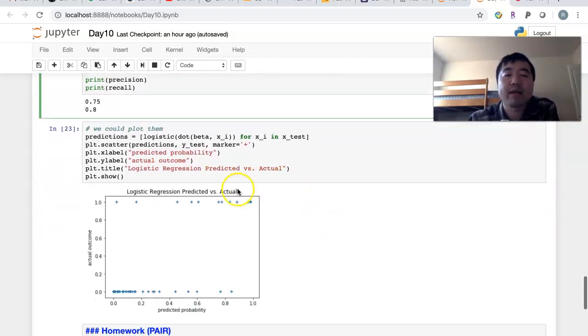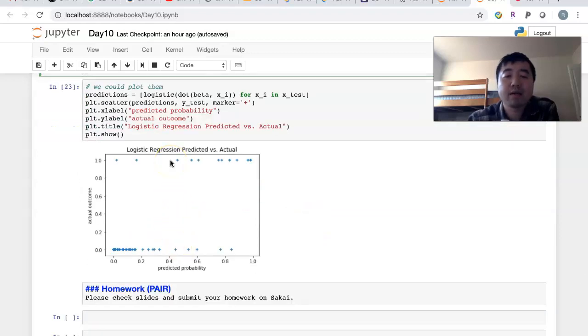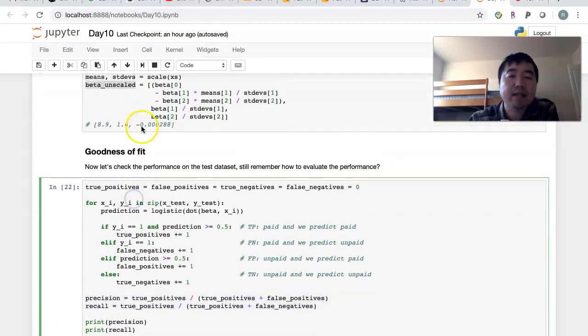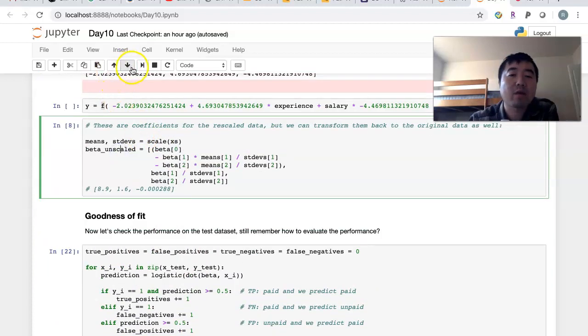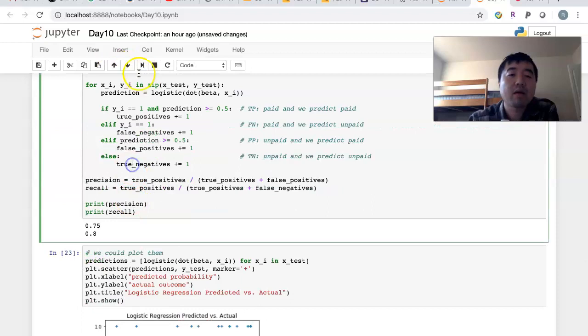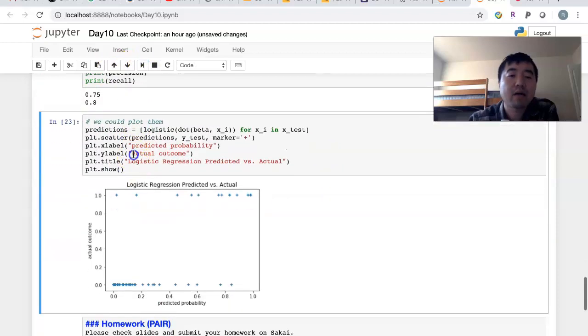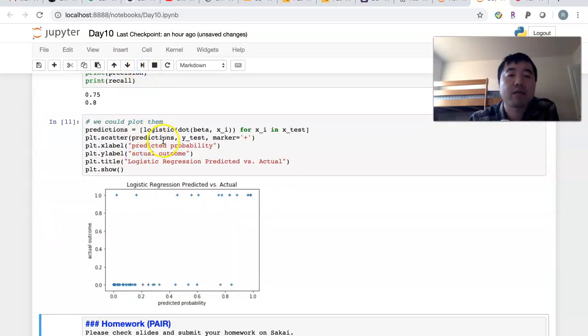We could plot them right now, so we can just see this plot. That's all about the demo for the slides. I think I can run them. I forgot to run them. Okay, now I can run them. You can do that also.